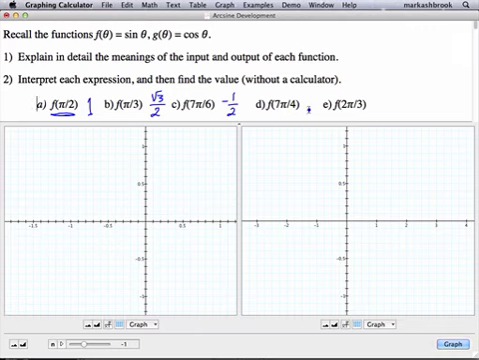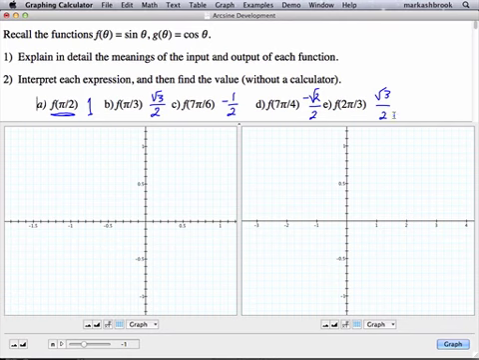f of 7 pi over 4. Negative radical 2 over 2. 2 pi over 3, also radical 3 over 2. Any questions? So these are all vertical positions above the horizontal diameter for the given angle. So input is? Angle, swept counterclockwise from 3 o'clock. Output is? Vertical distance from the horizontal diameter.